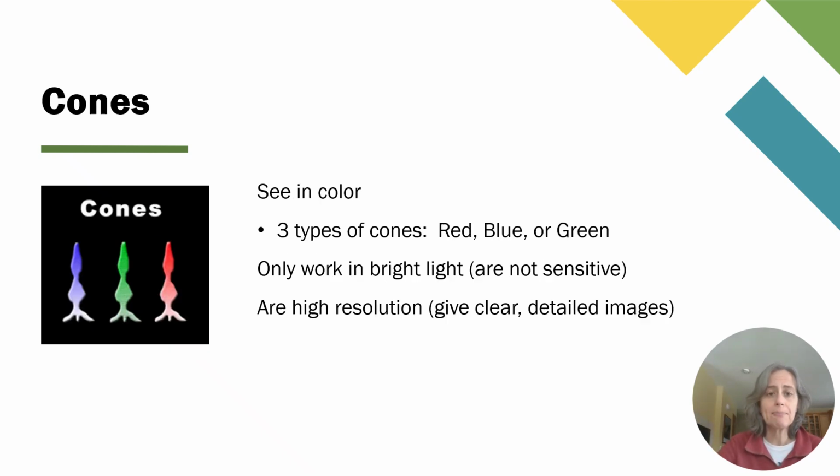Okay, so that's rods. And then cones come in three different types because we can see in color. So they come in red, blue, and green, basically. Those are the three wavelengths of light that they respond to. So this is very much like if you've ever adjusted color on your television screen. You know, you dial up or down the blue, the green, and the red. And somehow between those three, you are able to produce all of the colors of the spectrum.